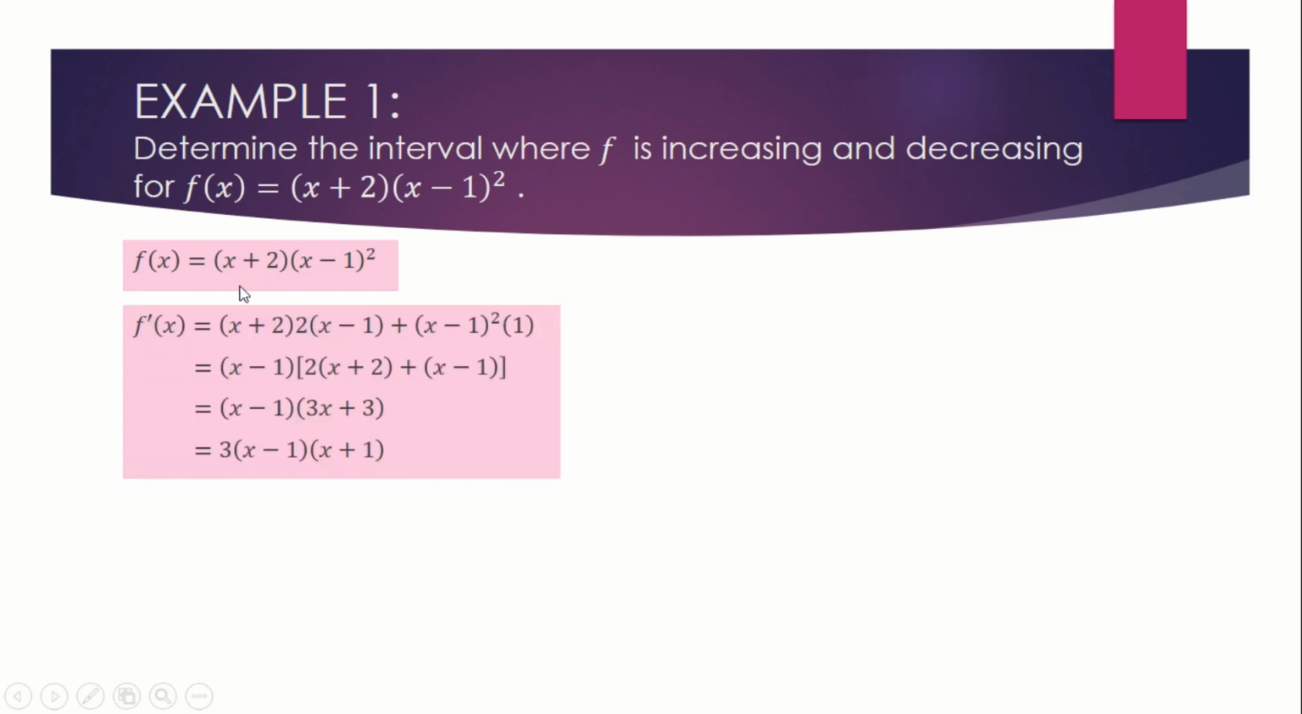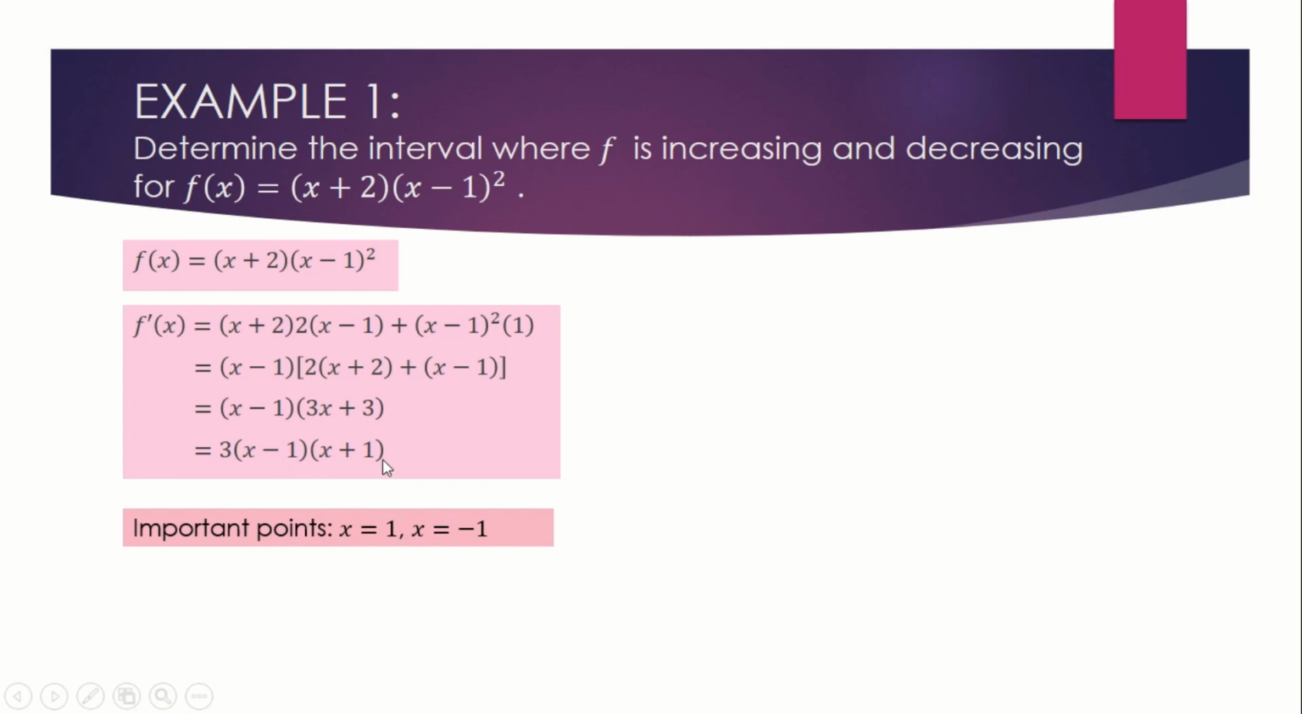If you look at this one, f(x) is a product between x plus 2 and x minus 1 squared. So therefore we need to use the product rule to get f prime x, after we find u, v, u prime and v prime. After we simplify, we get f prime x as 3(x - 1)(x + 1). From the factorization here, we get the important points, x equal to 1 and x equal to negative 1.